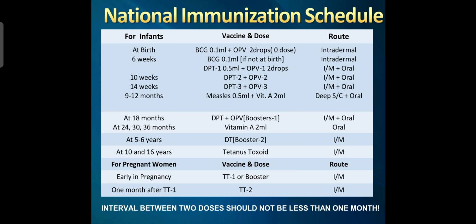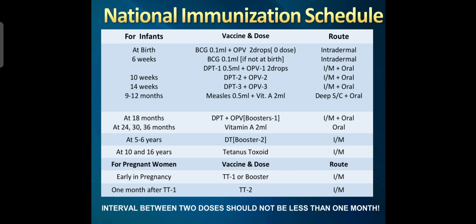And we are going to give DPT first dose 0.5 ml and OPV first dose 2 drops. DPT we are going to give IM, that is intramuscular, into the muscle. At 10 weeks, DPT second dose, OPV second dose. At 14 weeks, DPT third dose, OPV third dose. And at 9 to 12 months, measles, 0.5 ml, route will be subcutaneous, and vitamin A 2 ml, route will be oral.